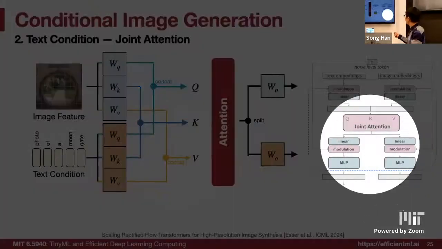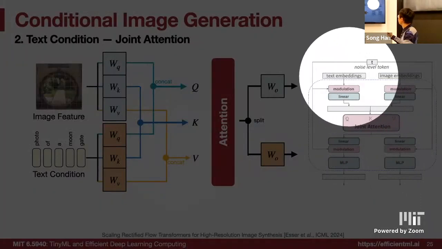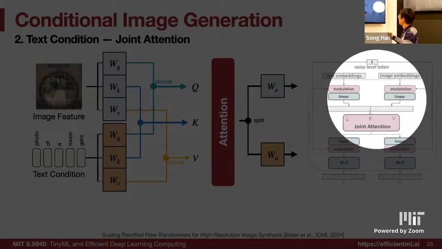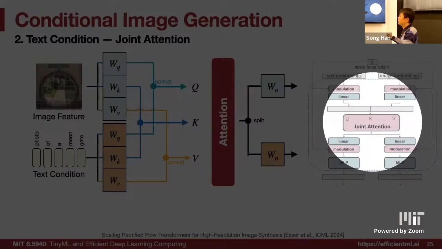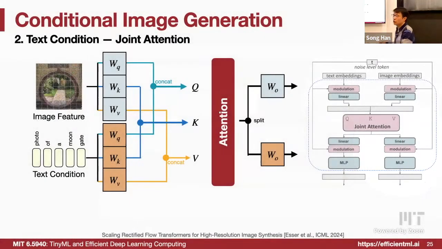On the right-hand side is another diagram showing this relationship. Image and text are passed through independent QKV transformations and then concatenated together to form joint attention, and then split to separate WO matrices to perform the MLP for the next layer.